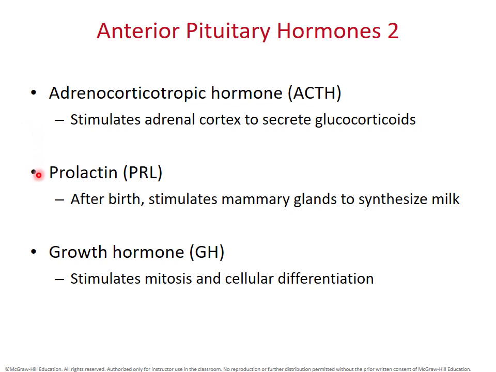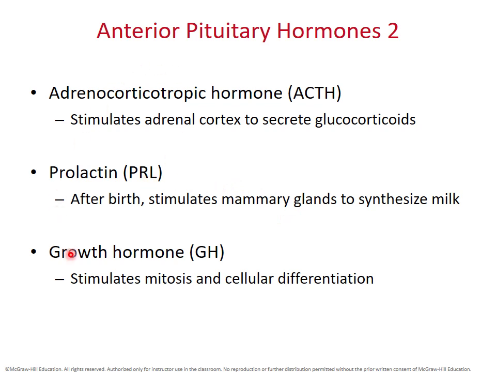Fifth hormone produced by the anterior pituitary is prolactin. Prolactin, as the name implies again, promotes lactation. So after childbirth, this is the hormone that stimulates the mammary glands to manufacture milk. It does not stimulate the release of milk during suckling. That's going to be a different hormone. Prolactin stimulates the production of milk by the mammary glands.